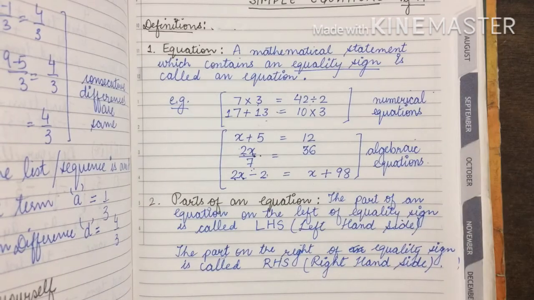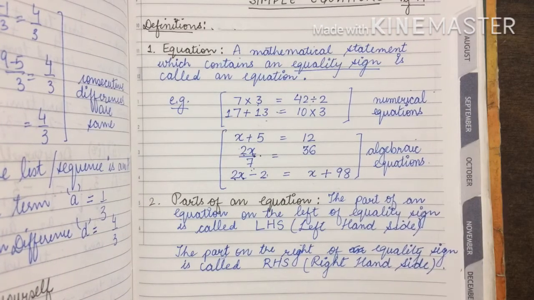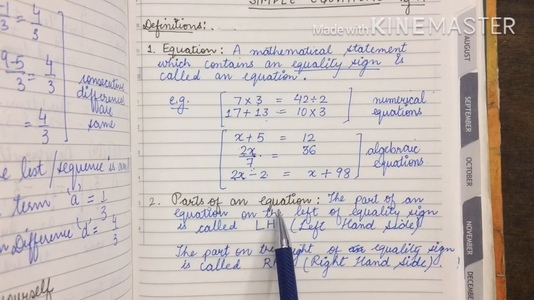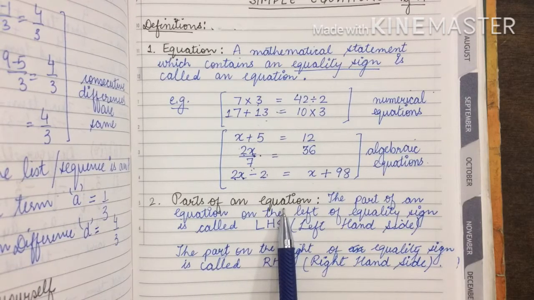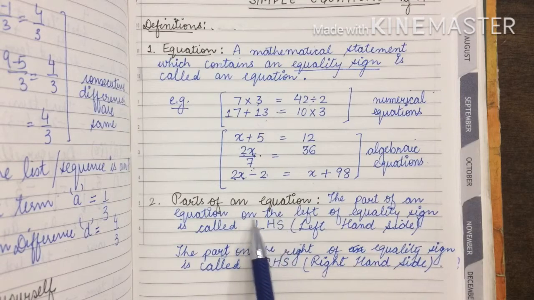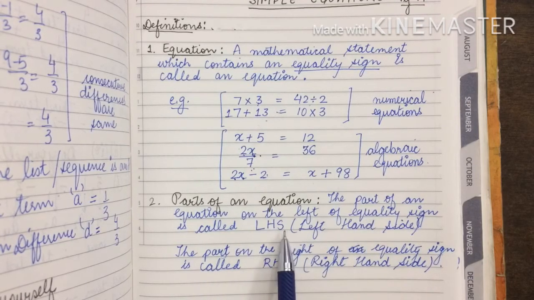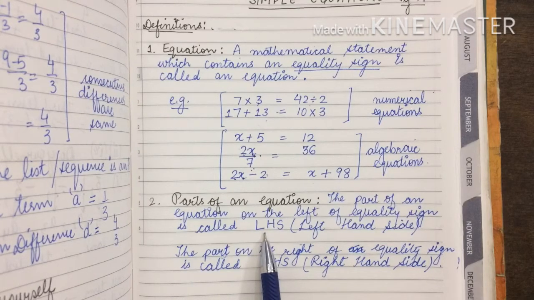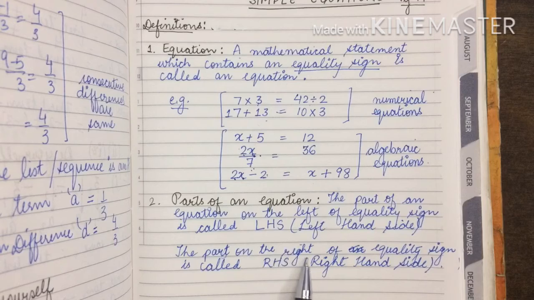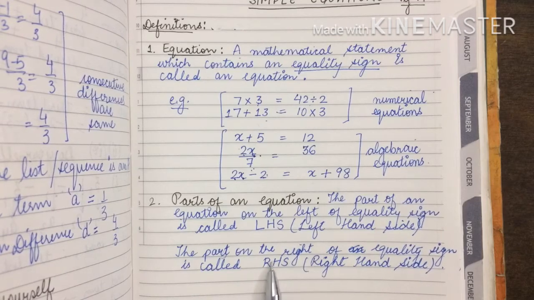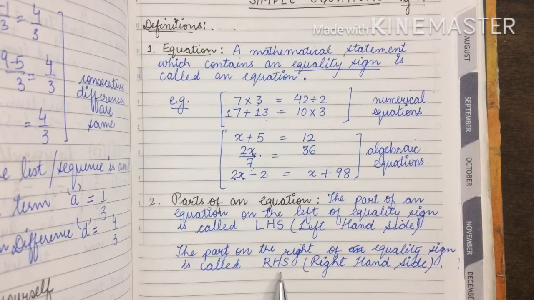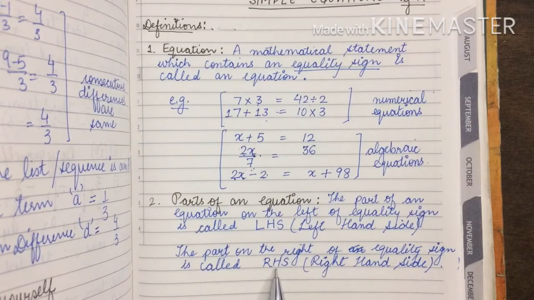The next definition that we have is parts of an equation. You are also familiar with this. Now, when we write an equation, we use equality sign. That equality sign divides your statement into two parts. The part on the left of equality sign is called left hand side. In short, we write it as LHS, and the part on the right of the equality sign will be called right hand side. In short, we will write down RHS. Both of these are written in capitals.